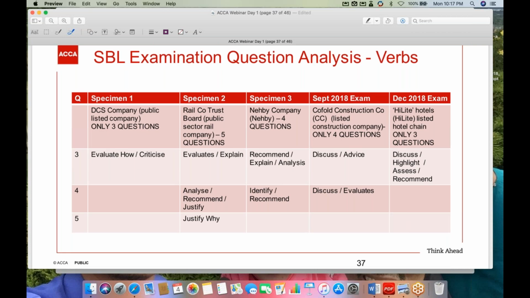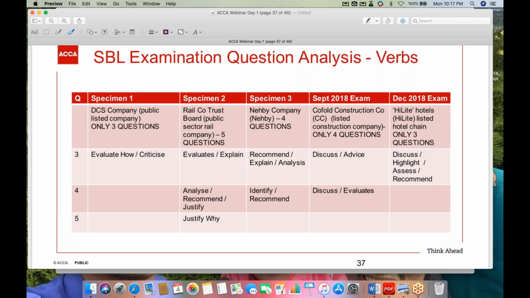What's the purpose of doing this? I usually ask my students to do this, so that once they have done this particular analysis, they can see the common actions that they are supposed to be doing, and I want them to familiarize themselves with these particular verbs. By going through the ACCA question verbs, at least they know what they are supposed to be doing.